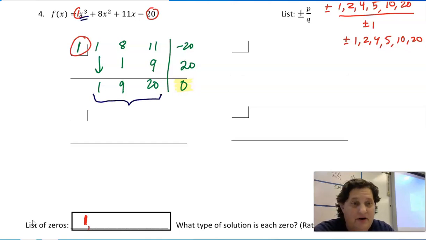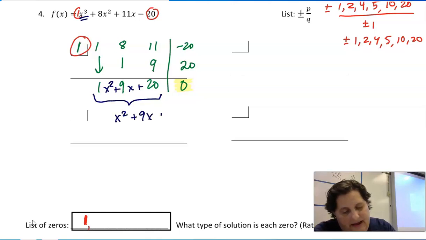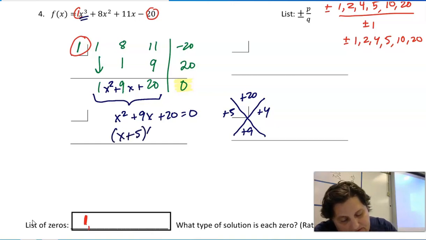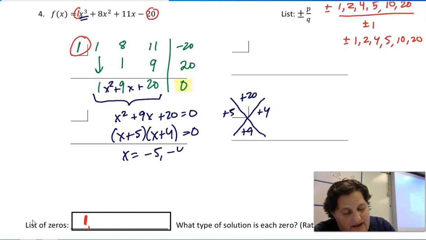This was x to the third. So when I come down here, this is now x squared with no remainder, right? So it's x squared plus 9x plus 20. And again, if I can solve this by factoring, I should. What multiplies to make 20 and adds to make 9 is going to be 5 and 4. So this factors to x plus 5, x plus 4, and my solutions are negative 5, negative 4. So there's all three solutions.